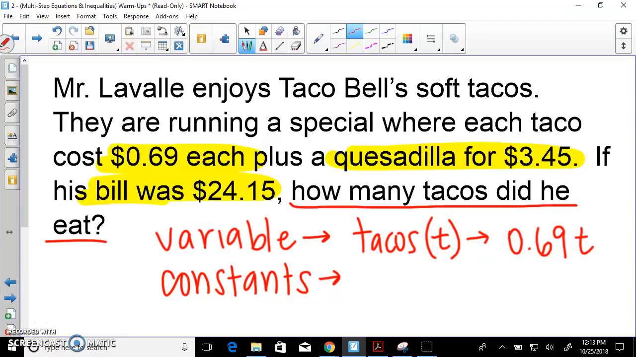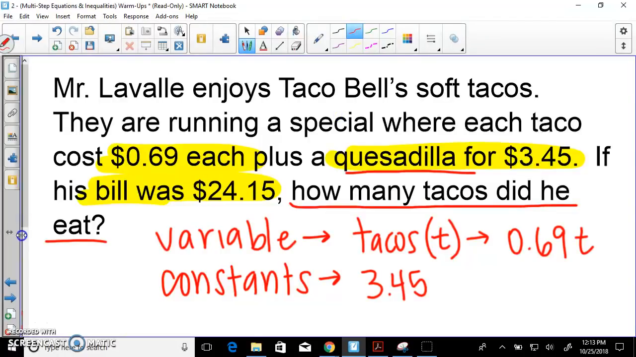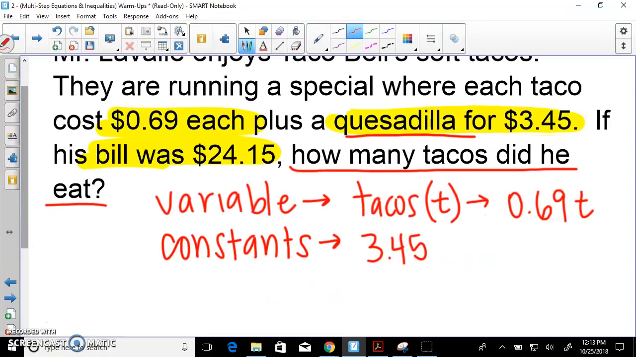What's constant? Well, he's going to buy one quesadilla, that's $3.45, and that does not change. That's a one-time payment. And it's really important that his final bill is $24.15.